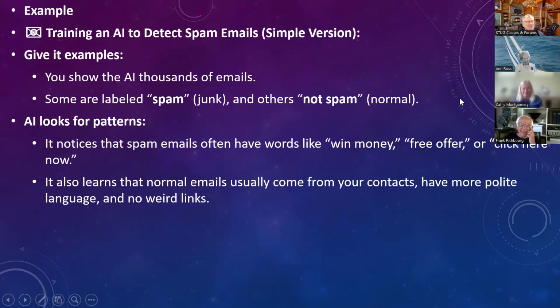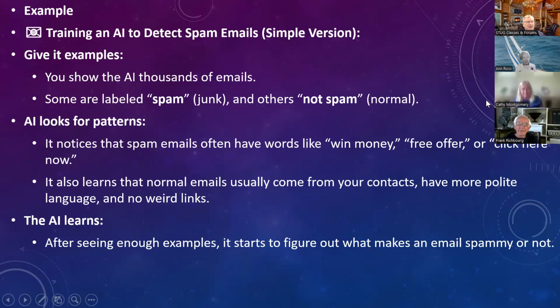It also learns that normal emails usually come from your contacts, have polite language, and no weird links. So it's starting to identify those patterns. AI learns after seeing each example, it starts to figure out what makes an email spammy or not.